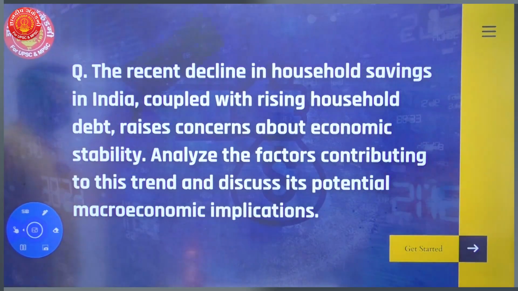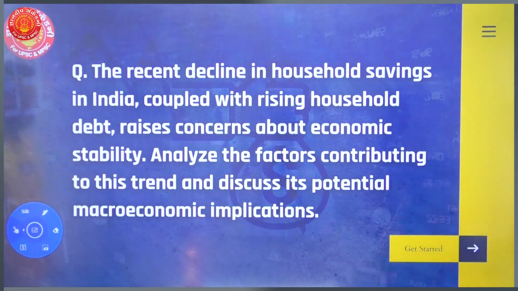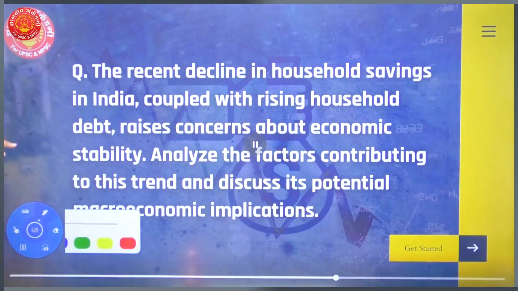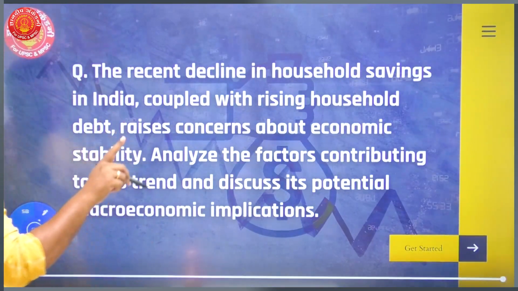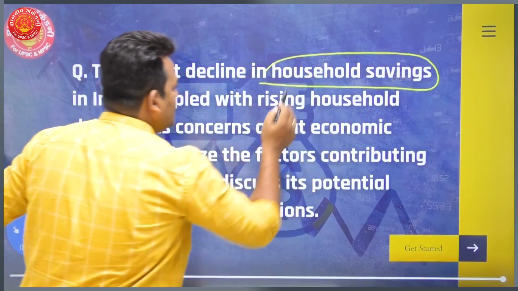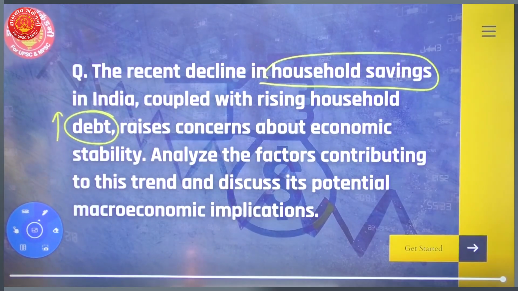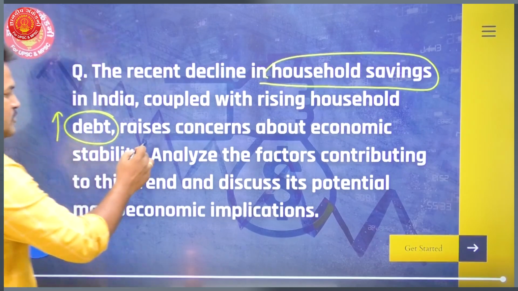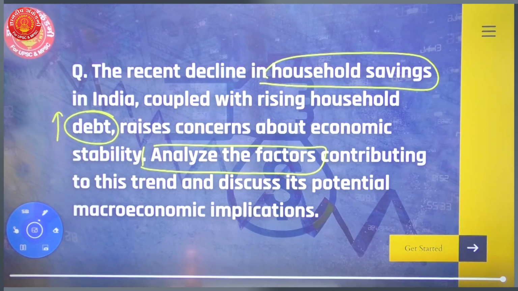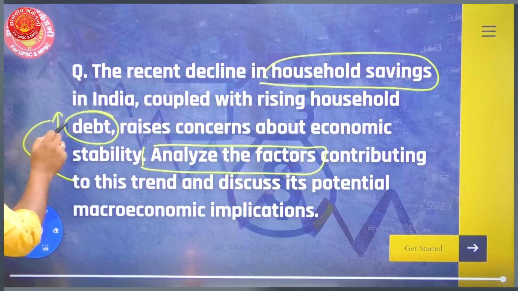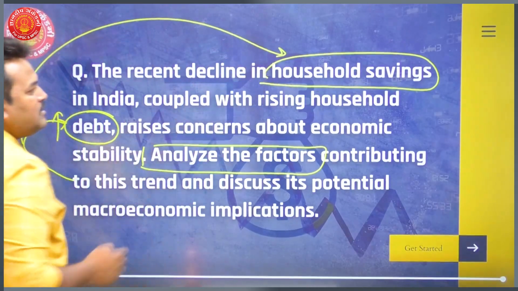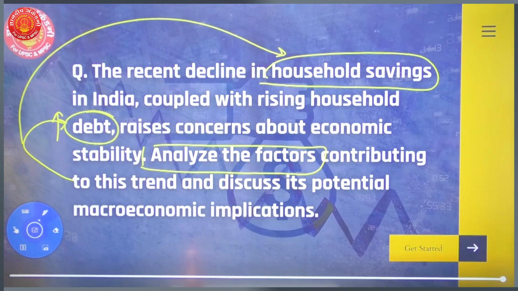Okay, so the question is: recent decline in household savings in India coupled with rising household debt. We are talking about two things here. First, there is a decline in household saving, plus there is an increase in overall household debt. Raises concerns about economic stability, right? Analyze the factors, focus on this thing. Analyze the factors that are contributing to this trend. Which trend? Rising debt as well as decline in household saving. Analyze the factors contributing to this trend and discuss its potential macroeconomic implications.